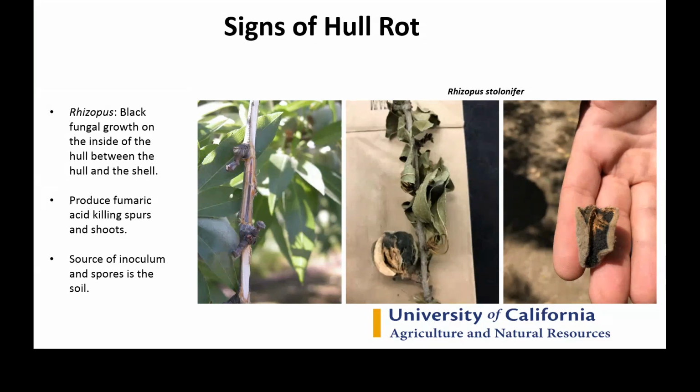And the source of inoculum here is the soil. So knowing that, those spores are going to get on the fruit surface, most likely by causing dust. So they have to move onto the fruit by soil particle movement, which is usually the dust.